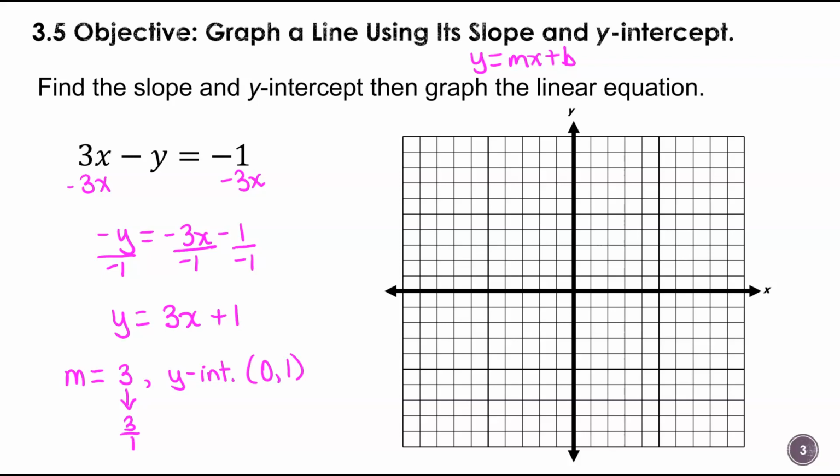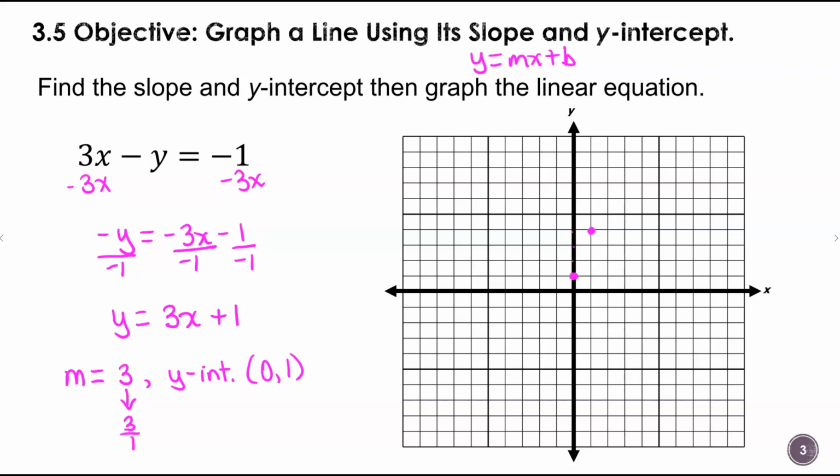I start with the y-intercept, and remember that is on the y-axis. And then from here I count up 3, 1, 2, 3, and right 1. My rise is 3, so up 3. My run is 1, so right 1 because it's positive, and then draw the line.